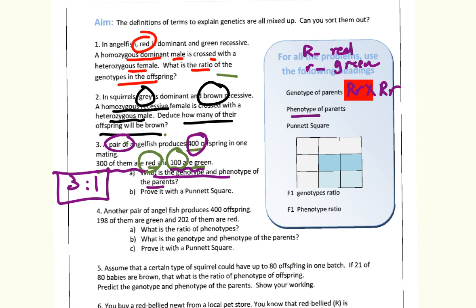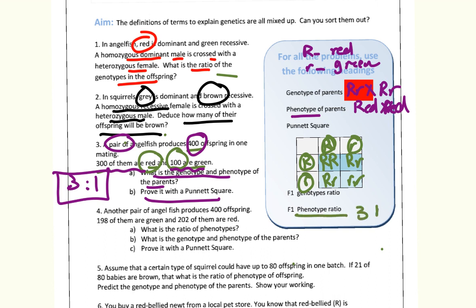And what about their phenotypes? Both of them were red. Then prove it with the square. We need to prove this ratio with the square, so put your gametes in circles and match. You can see here that we have the phenotype ratio of 3 red and 1 green. So we proved the phenotypic ratio with the square.